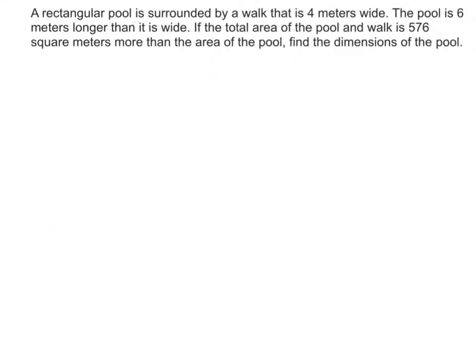Here we have a fairly classic area problem that will produce a quadratic for us, and this one tells us that we have a rectangular pool surrounded by a walk that is 4 meters wide, and it also says the pool is 6 meters longer than it is wide. So let's sketch the pool initially, and that means if we don't know the width, we'll call that x. And we'll call the length x plus 6 since it's 6 meters longer.